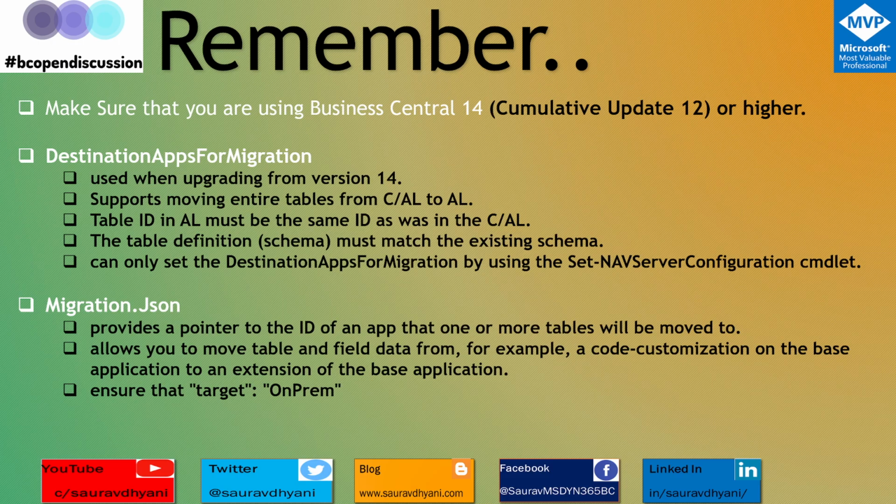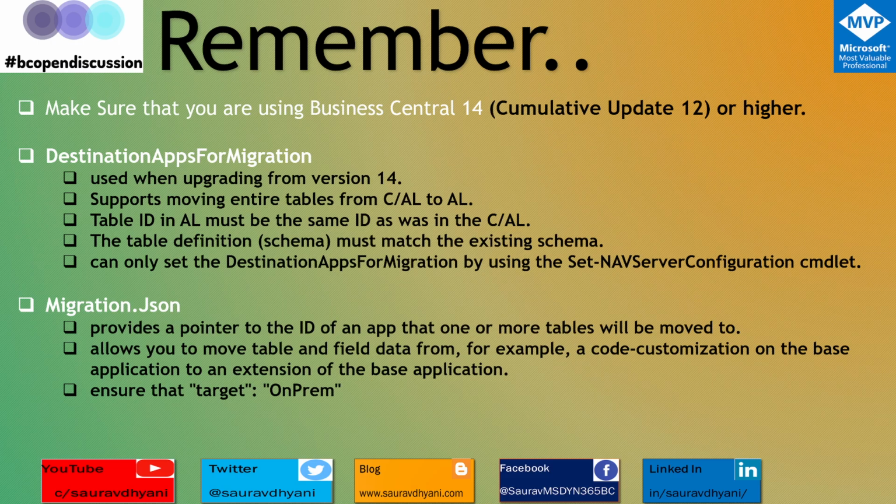So in the migration.json, you specify that the data from this table will move to this extension, based on the GUID or the app ID that you have assigned to that custom extension. It allows you to move table and field data. For example, a code customized on the base application will move to an extension of the base application. While using migration.json, you have to set target as on-prem. And if you don't know what target means, we can surely figure it out.